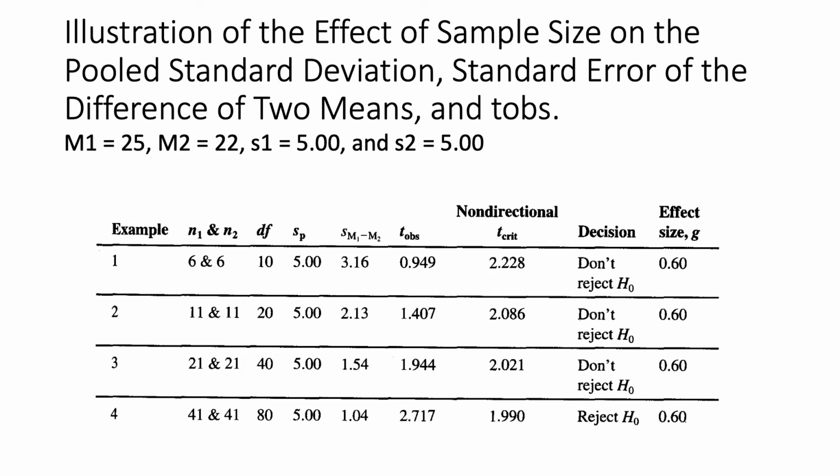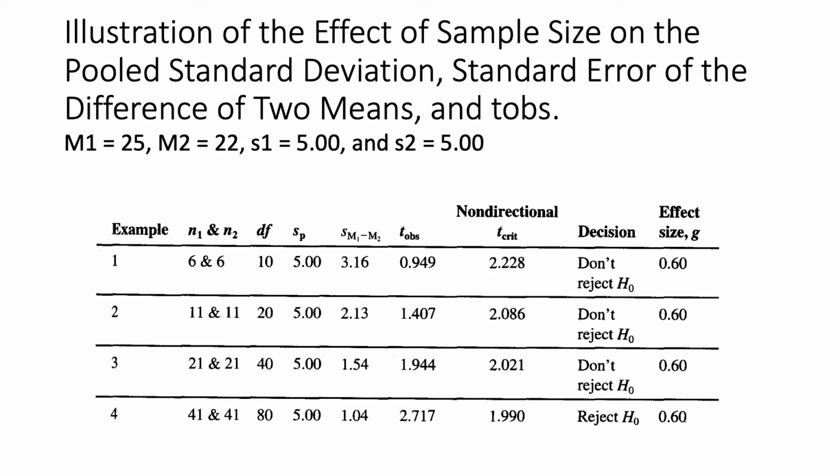You can see that even though, again, we're looking at the same difference between the means across all 4 of these examples, in the first 3, with ns of 6, 11, and 21 in each group respectively, we failed to reject the null hypothesis. But in the 4th example, when we've recruited 41 people into each group, so 82 in total, we have now a t observed that is larger than our t critical, and we do reject our null hypothesis and conclude that there is a difference between those 2 means. You can imagine taking it to the extreme.